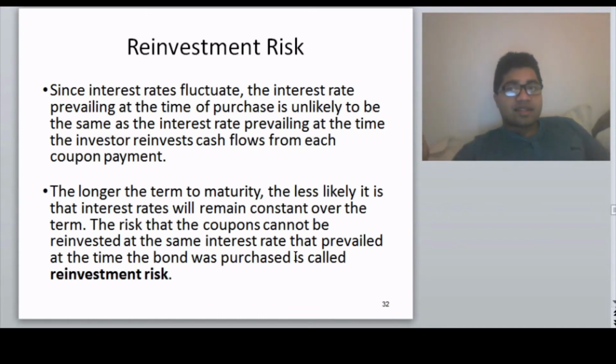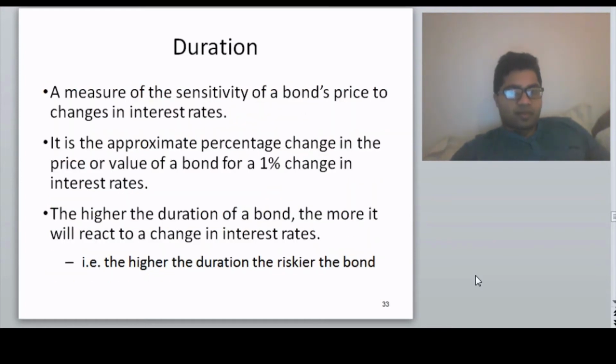Reinvestment risk increases if the coupon payments are high. So the longer the term to maturity, the less likely it is that the interest rate will remain constant over the term. The risk that coupons cannot be reinvested at the interest rates that prevailed on the bond is called reinvestment risk.